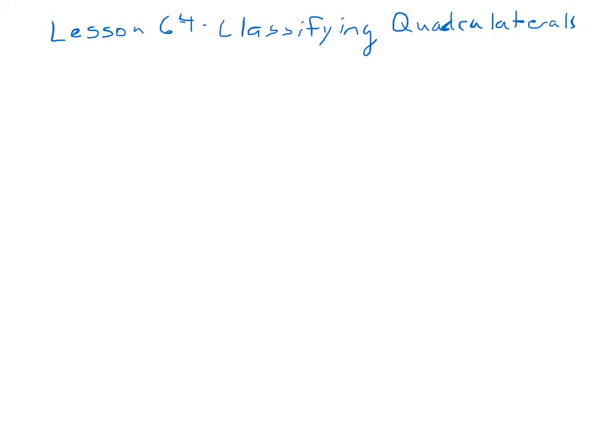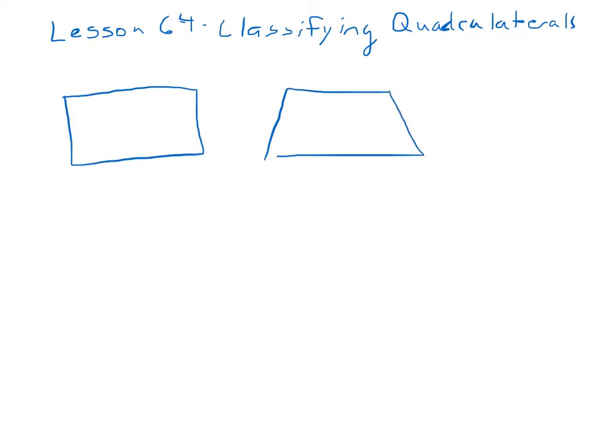All right, sixth graders, lesson 64, quadrilaterals. If you remember, we learned that quadrilaterals are polygons, so they're shapes with four sides, and that's it. So there are lots of different quadrilaterals that we see here.